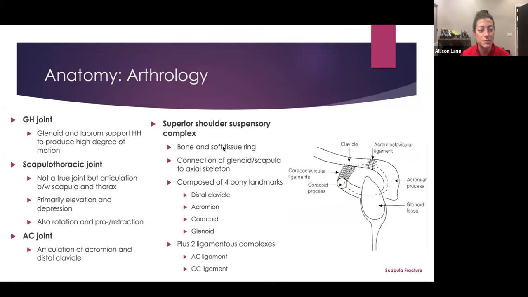So you have your glenohumeral joint, which provides a lot of the motion of the shoulder, obviously. You also have a scapulothoracic joint. It's not a true joint per se, but it does articulate with the thorax and the scapula. And it does have absolutely some motion. Then you have your AC joint, and then that superior shoulder suspensory complex I mentioned earlier. So bone and soft tissue ring, it connects the glenoid scapula to the axial skeleton. So it has those 4 bony landmarks and those 2 ligamentous complexes. And if the 2 different pieces are disrupted, floating shoulder.